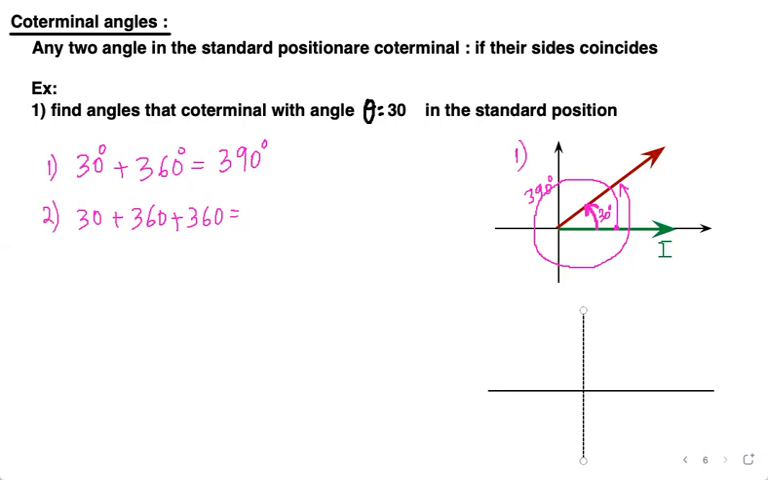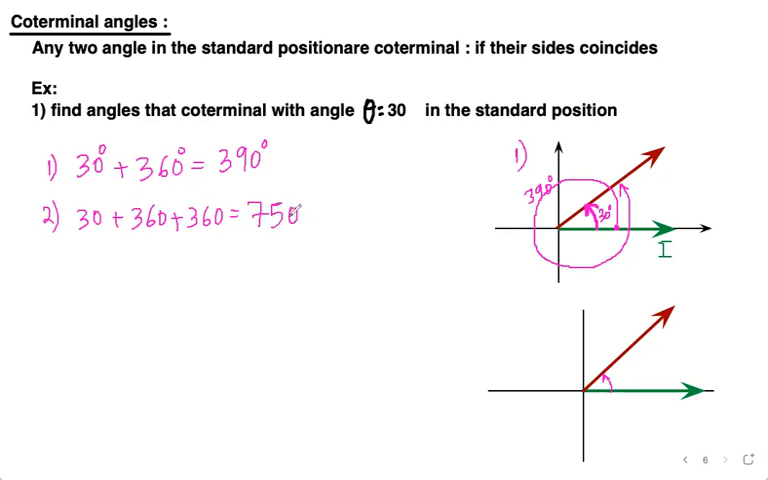So again, this is my Cartesian plane for the second one, and this is my initial side. This is my terminal side. This is 30, it's 30 degrees. Here's the 30 again. So I can get another angle coterminal to the 30, which is 750.